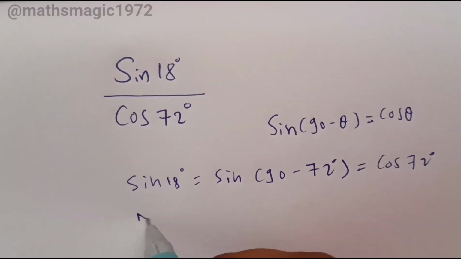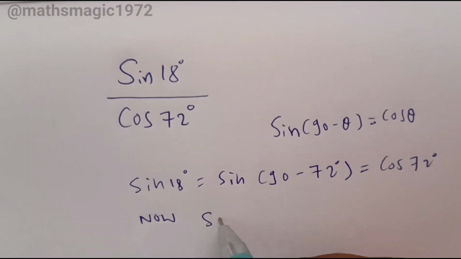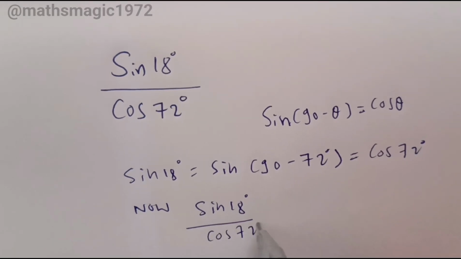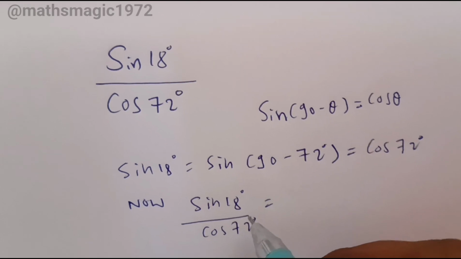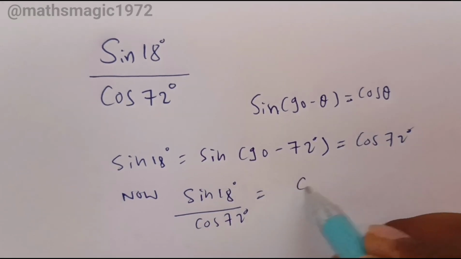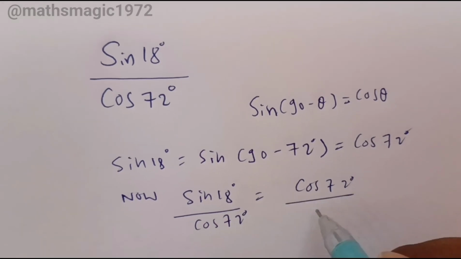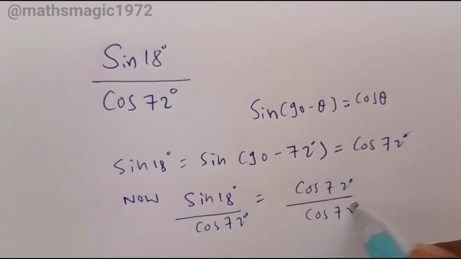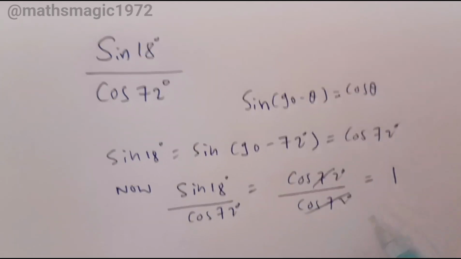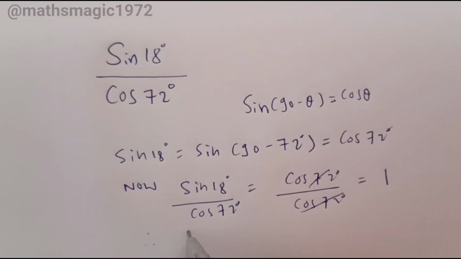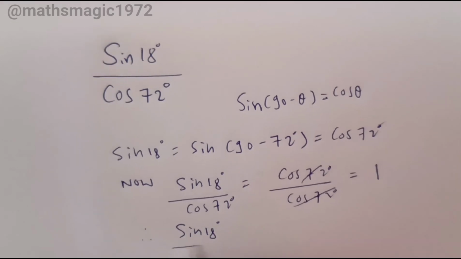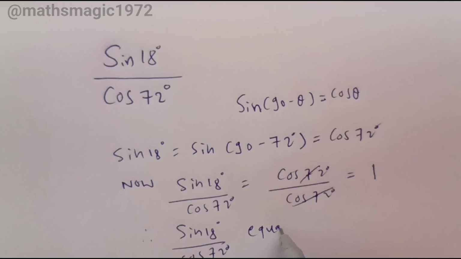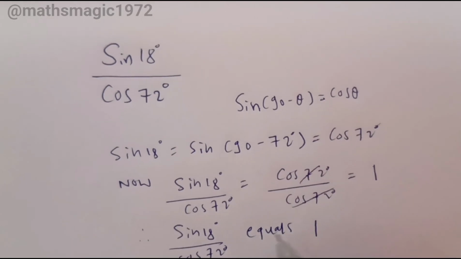Now, sine 18 degree over cos 72 degree is equal to, sine 18 degree we can write it as cos 72 degree over cos 72 degree. Here cos 72 over cos 72 cancel. We get the answer. Therefore sine 18 degree over cos 72 degree equals 1.